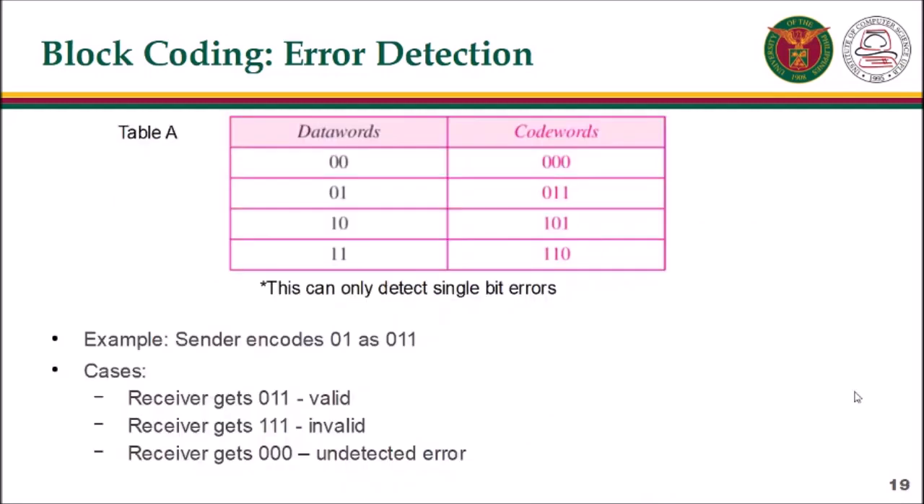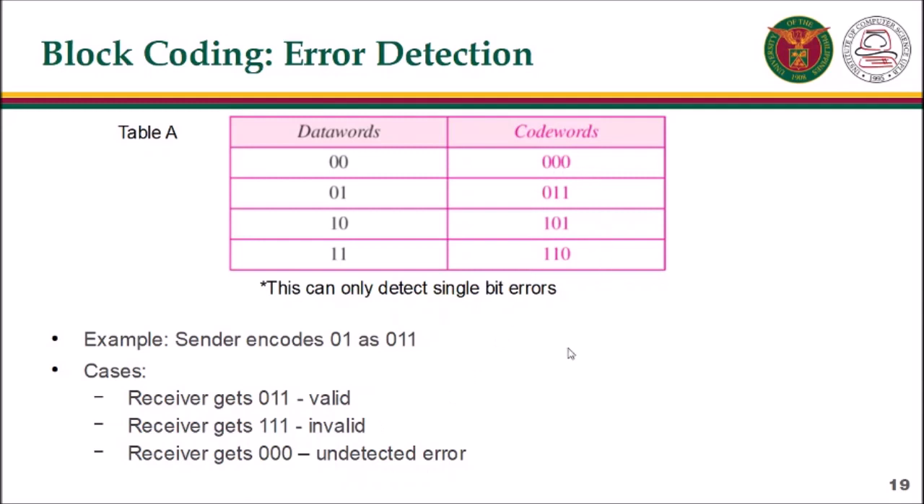Here is another example of how error detection works. Table A has a list of data words and code words. This can only detect single-bit errors. For example, a sender encodes 01 as 011. If the receiver gets 011, it is valid. If the receiver gets 111, it is invalid since there is no 111 in the list of code words.